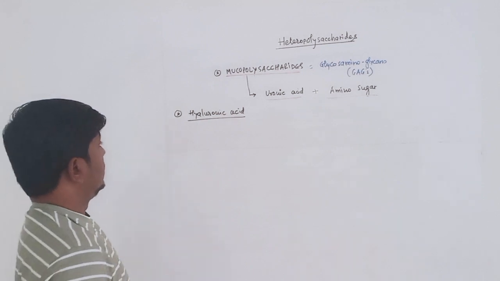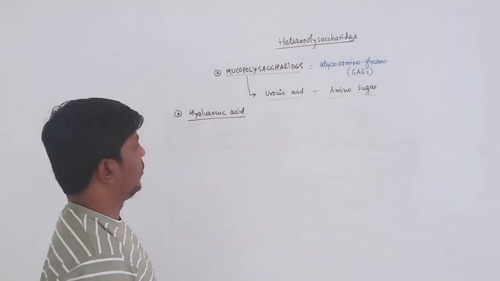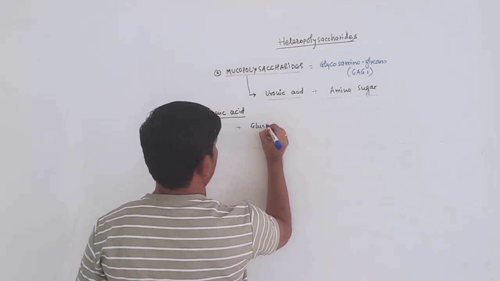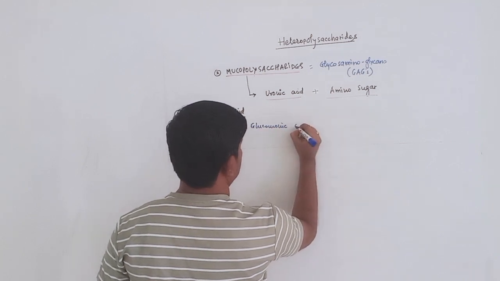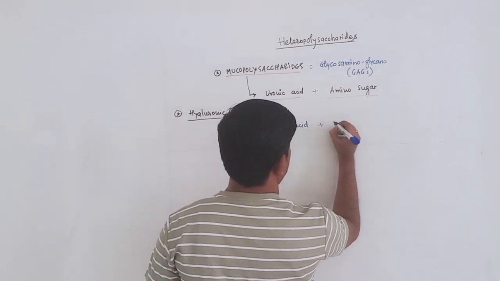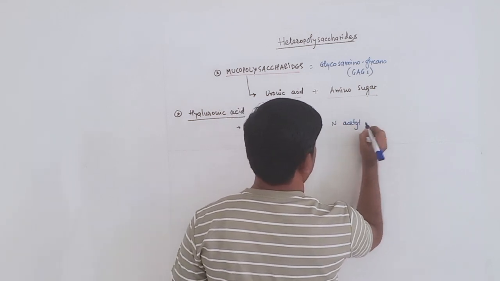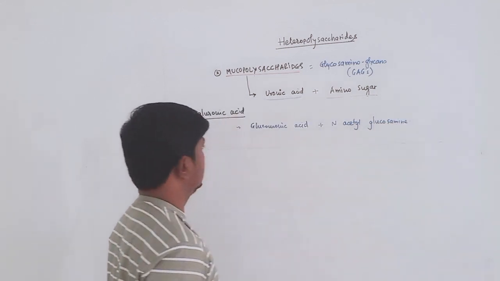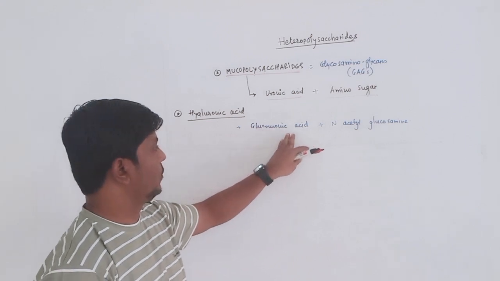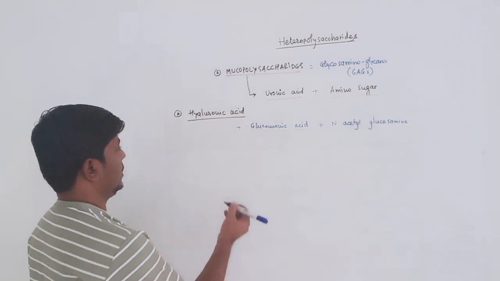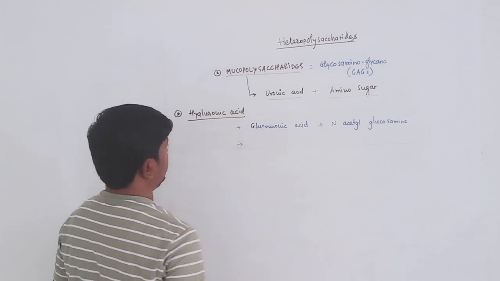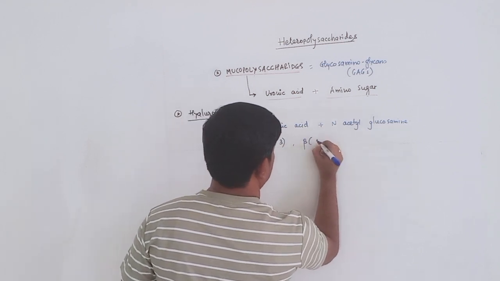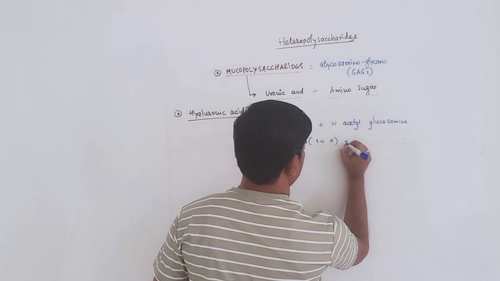Hyaluronic acid is a kind of mucopolysaccharide which consists of glucuronic acid and N-acetyl glucosamine, which are linked together with the help of beta 1,3 and beta 1,4 glycosidic bonds.